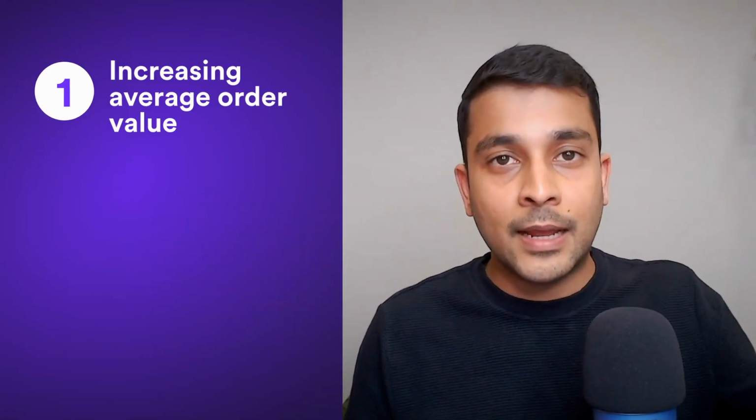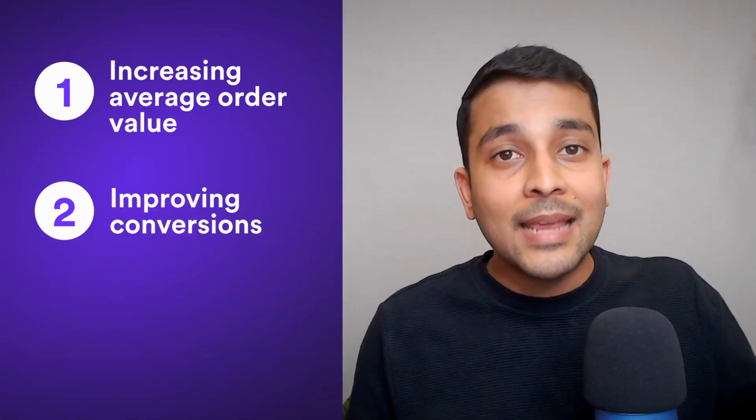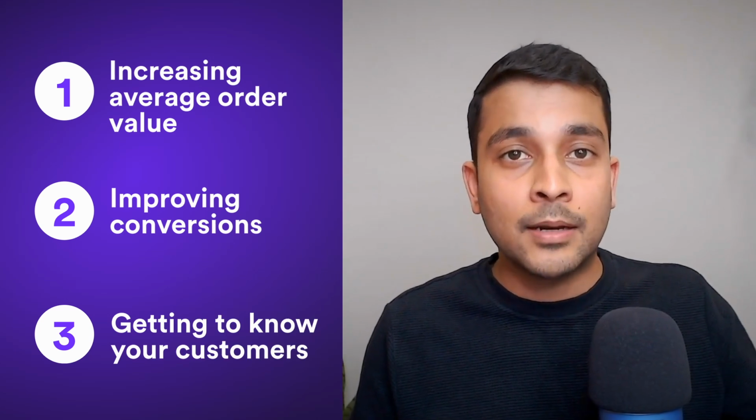But if you want to build an optimized checkout, you need to know what your end goal is before you get started. If you're running a brand, chances are there are three things that matter to you the most: increasing average order value, improving conversions, and getting to know your customers so that you can serve them better. And in this video, we'll cover all the key elements you can add to your checkout process to conquer these three things. So let's start.